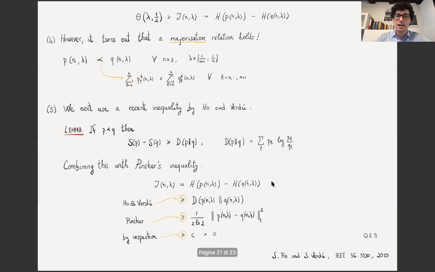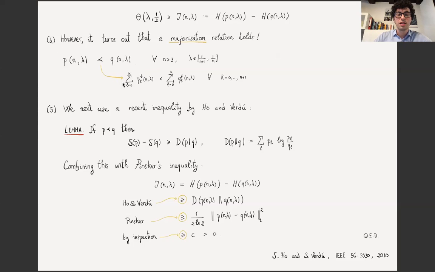Okay, so the idea is to prove that there is a majorization relation between these two probability distributions, two nightmarish probability distributions, however, are in a majorization relation. So what this means is that the P probability distribution is more disordered than Q in a precise mathematical sense. And this is why its entropy is larger than that of Q, because it's more disordered.